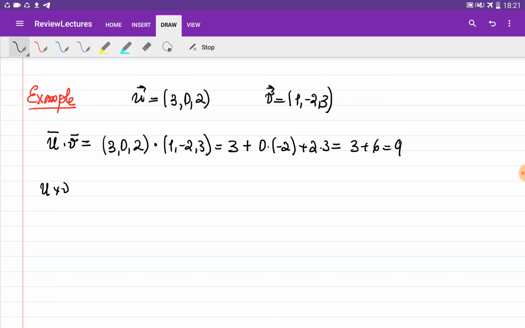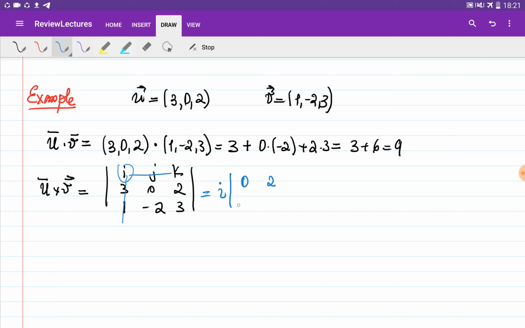And u cross v is going to be equal to the determinant of i, j, k, 3, 0, 2, 1, minus t, 3. So I'm going to cross out the i first of all, right? This is going to be equal to i multiplied by the determinant of 0, 2, minus t, 3, minus j. Let me cross out the j. This is going to be 3, 2, 1, 3, plus k, where if I cross out the row and the column where the k is located, the matrix which is left is 3, 0, 1, minus t.